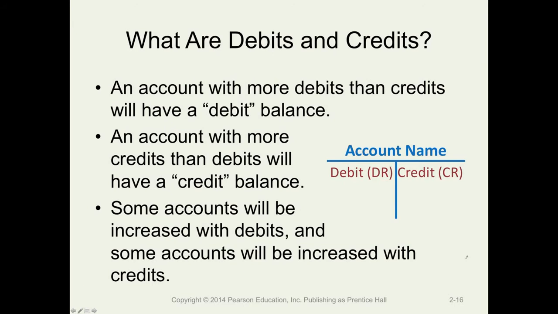When an account has more debits than credits, it has a debit balance. And when an account has more credits than debits, it has a credit balance. Some accounts will be increased by debits, others will be decreased by debits, and we need to understand the rules of debit and credit first. To make this point clear, let's assume we've got two accounts. This will be account A, and this will be account B.